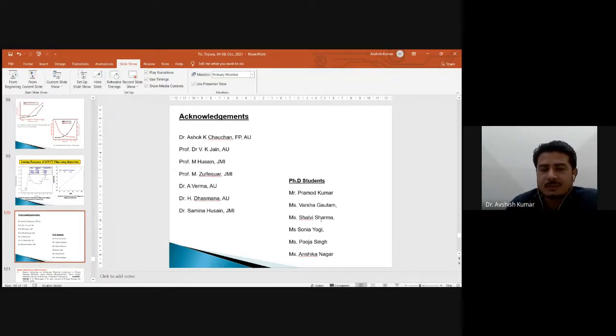So different groups we have added with the help of plasma functionalization, and we have used it for field emission applications and then for sensing applications.